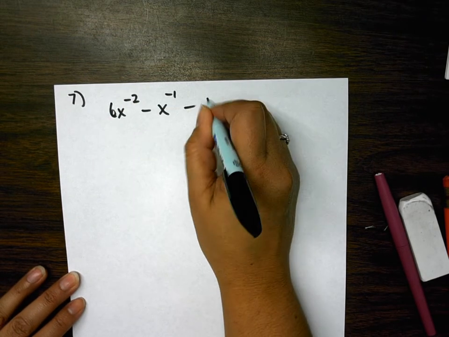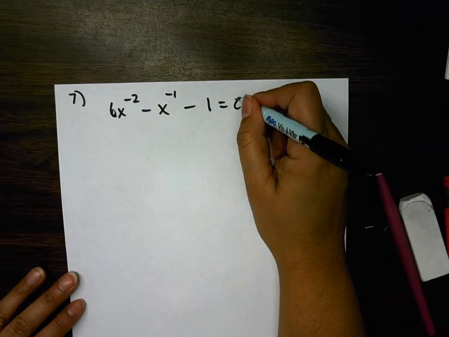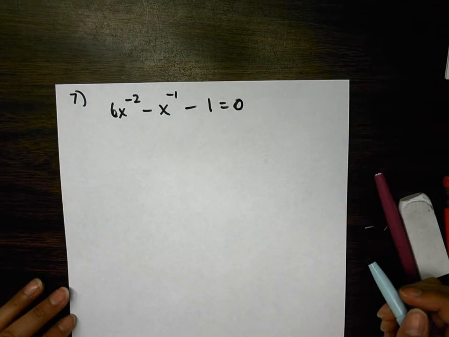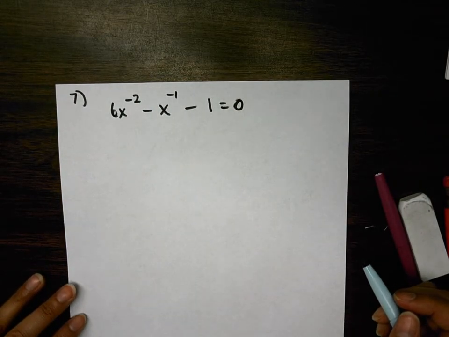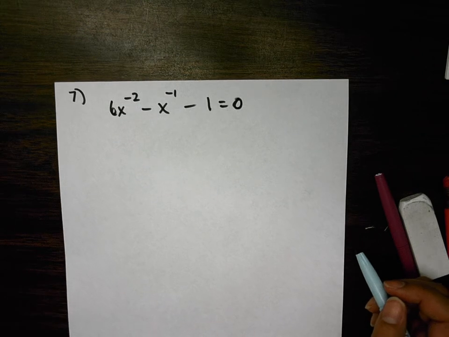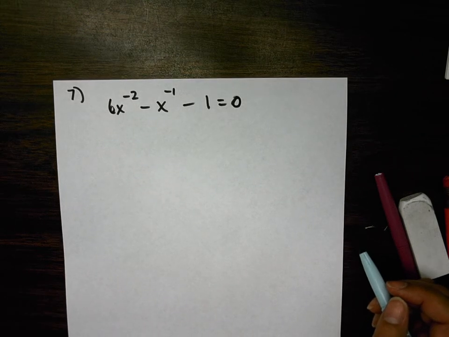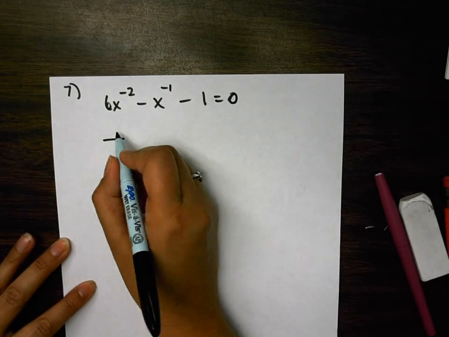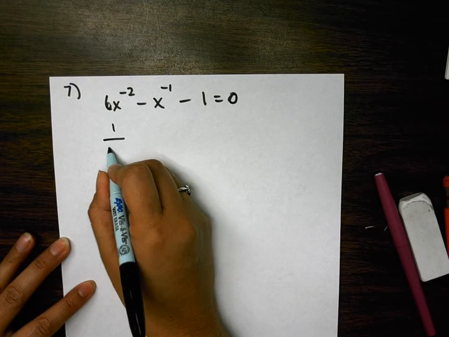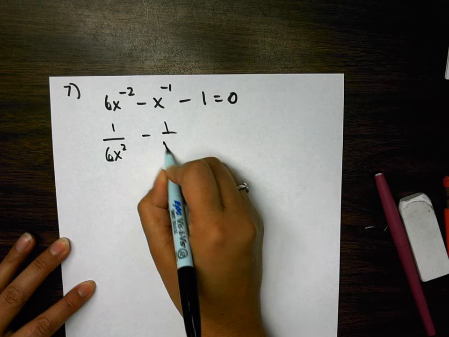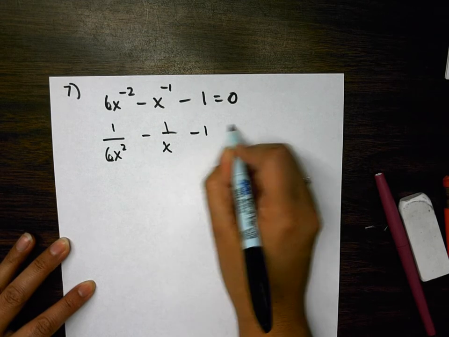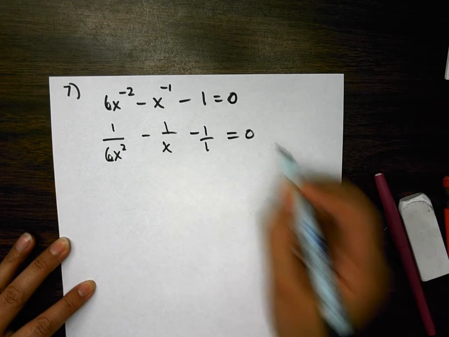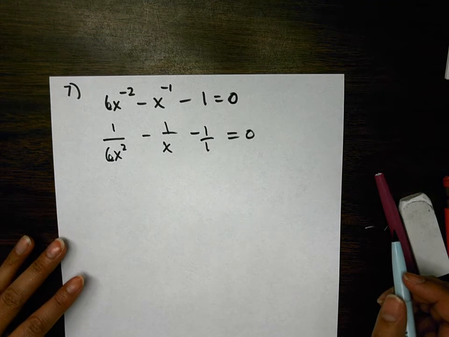7. 6x to the negative second minus x to the negative 1 minus 1 equals 0. Who's asking for this one? 7. Me now. All right. Any thoughts at all, Janelle, on this one? So what I did was put everything as a fraction. Okay. So can you tell me how you wrote this first one? 1 over 6x squared minus 1 over x to the first. Minus 1 over 1. Is that wrong?